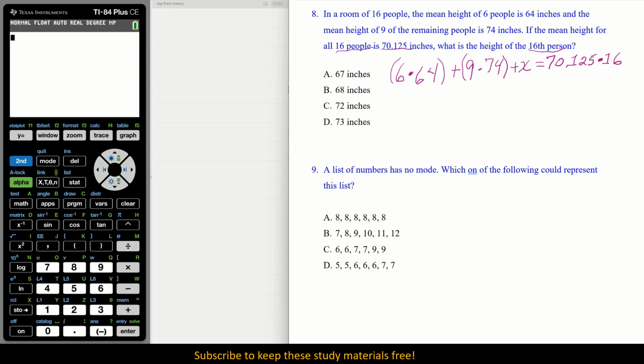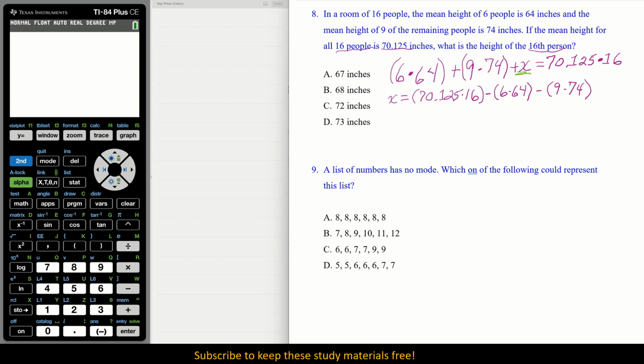okay? All right, now, when you multiply all this out, or rather we're solving for x, it's just better to solve for x. So what do we really have here? We have x equals, okay, the 70.125 times the 16 minus 6 times 64 minus the 9 times 74.